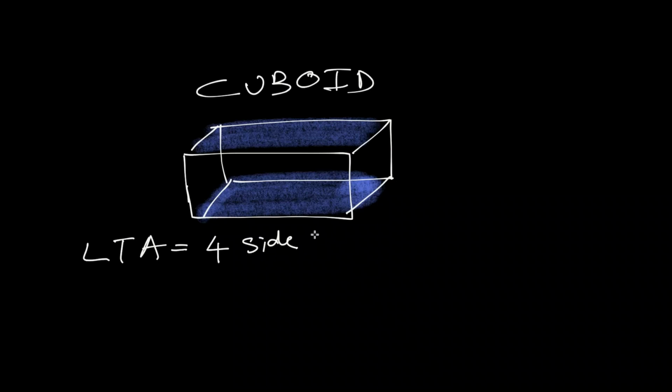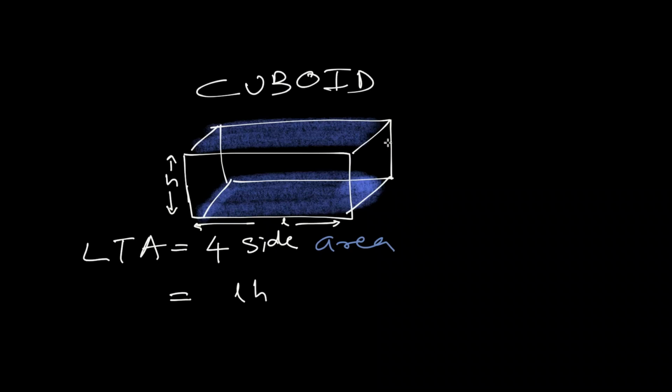If you add the areas, this is going to be the area of four sides, which is the lateral surface area. And how are we going to find the area? It is exactly the length into the height. If you take the first side, length into the height, this is the first side.